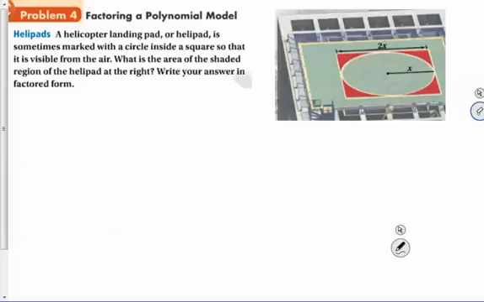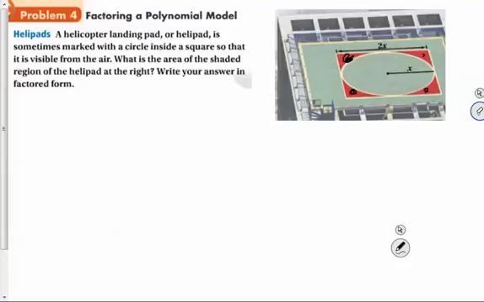All right, this guy. A helicopter landing pad, or a helipad, is sometimes marked with a circle inside a square so that it is visible from the air. What is the area of the shaded region of the helipad at the right? Write your answer in factored form. Now I'm looking at this. What I want is the shaded region right here. These guys, the red stuff, right?